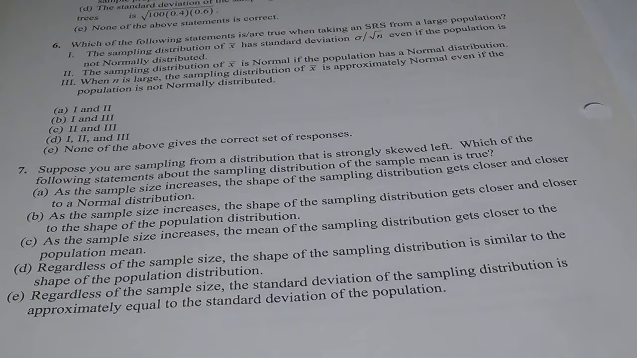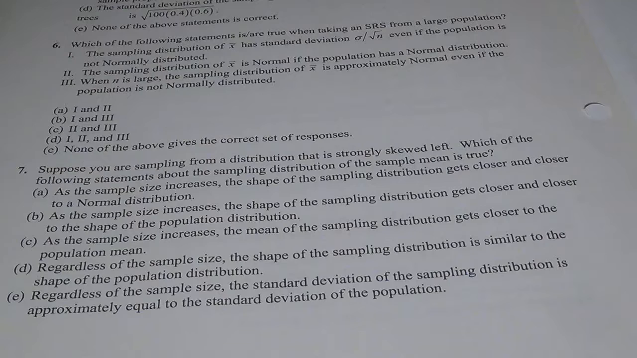All right, similar to one we had in number 5. I guess we were talking about proportions up there. So in this one we are talking about the mean. So we're looking at X bar. On part B, as the sample size increases, the shape of the sampling distribution gets closer and closer to the shape of the population distribution. That's not true. It will get closer to normal.